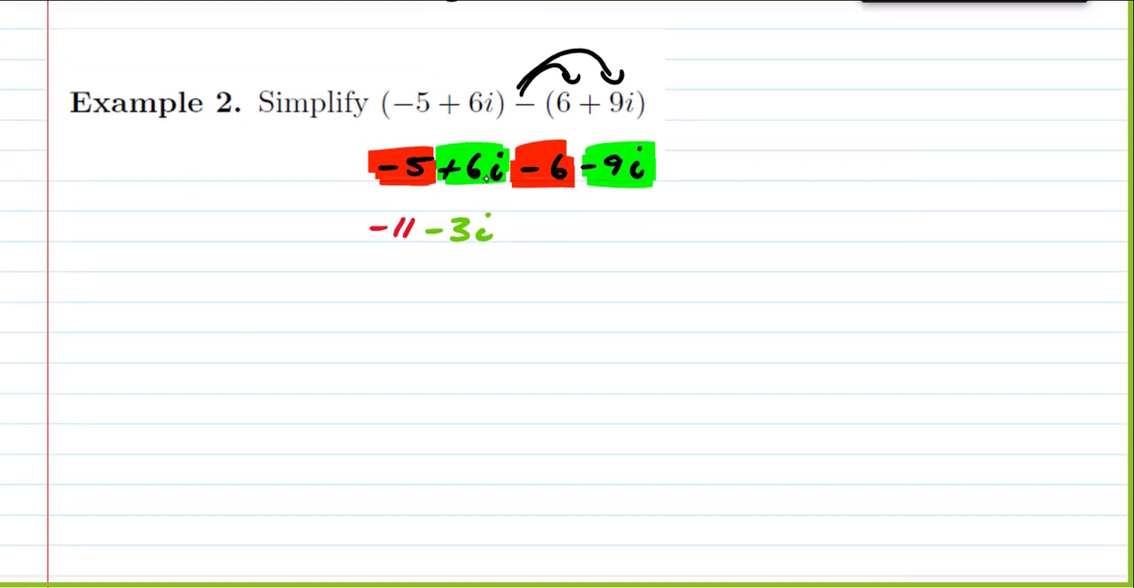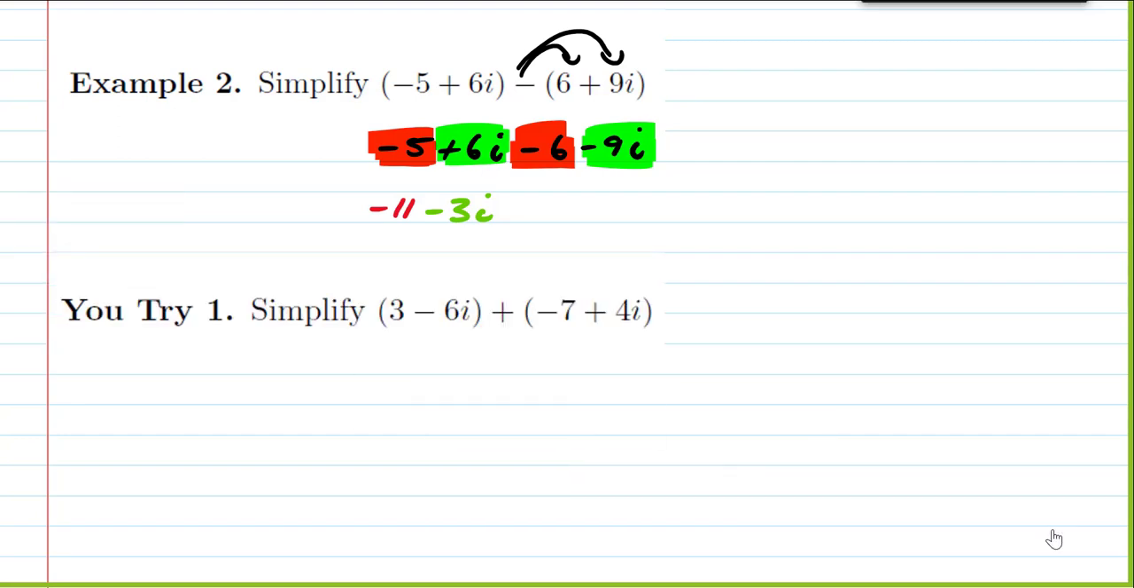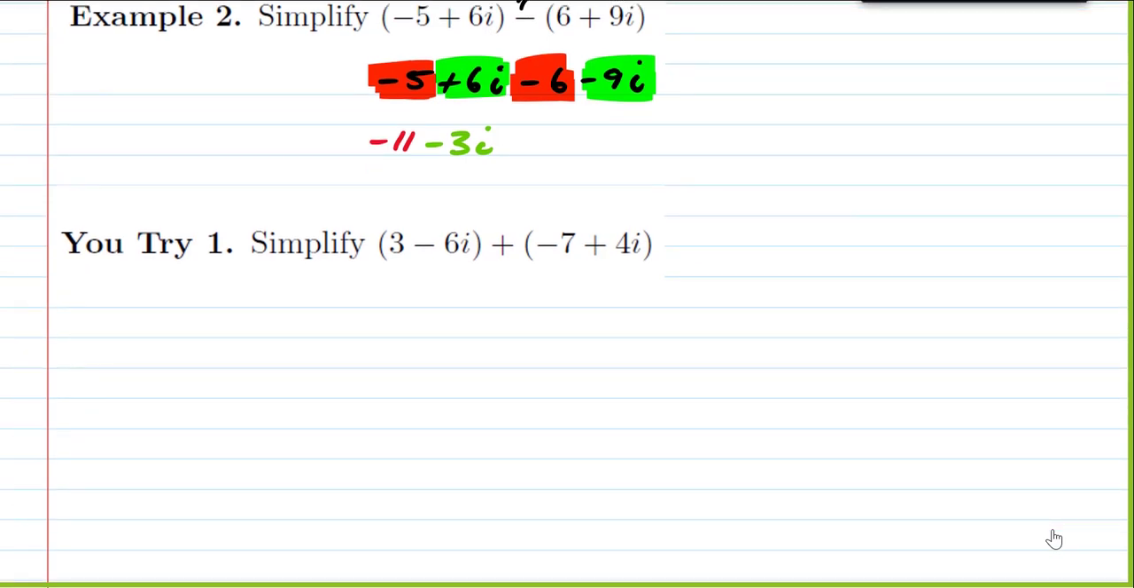So that's the great news about the imaginary unit i, is it behaves exactly like a variable and works out pretty nicely. So it's now your turn. All right, so we could just collect our like terms once again. So 3 minus 7 gives us negative 4, and negative 6i plus 4i gives us negative 2i.